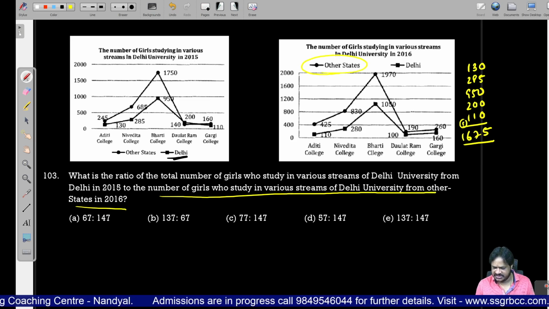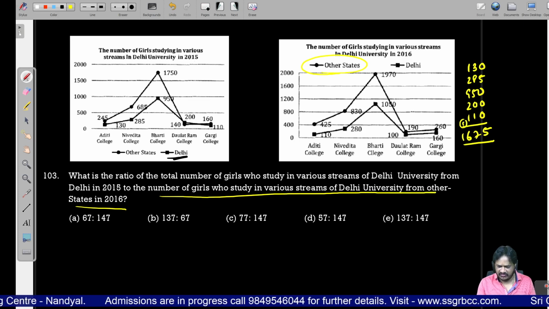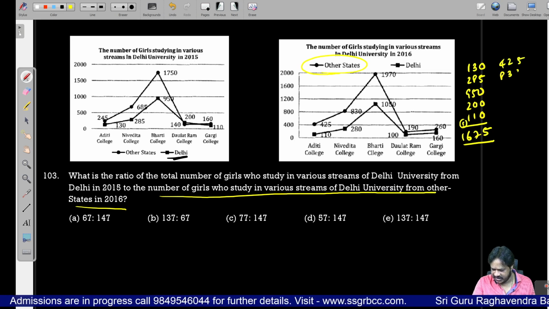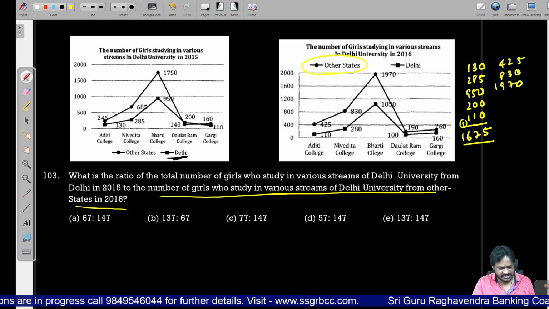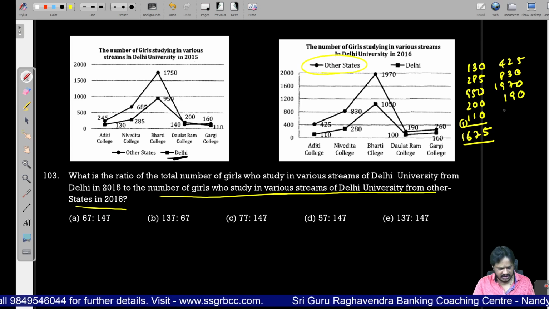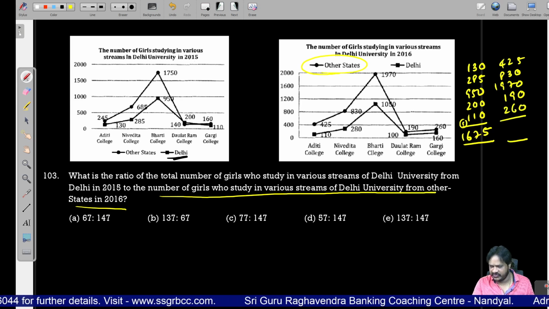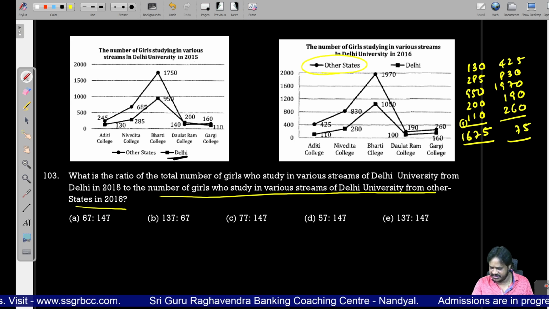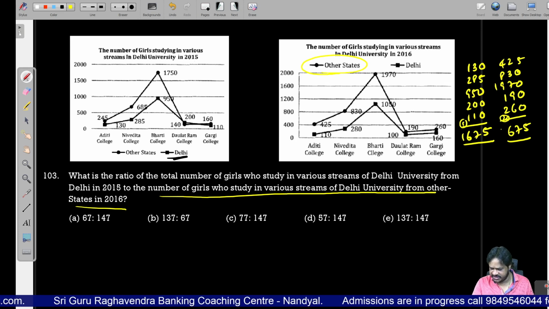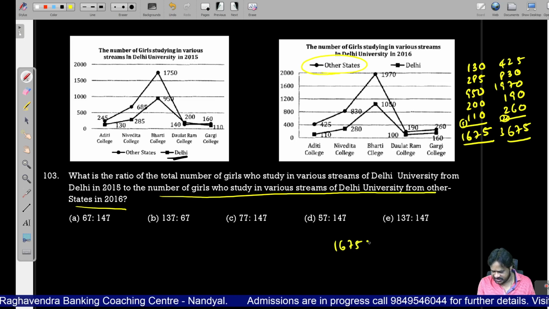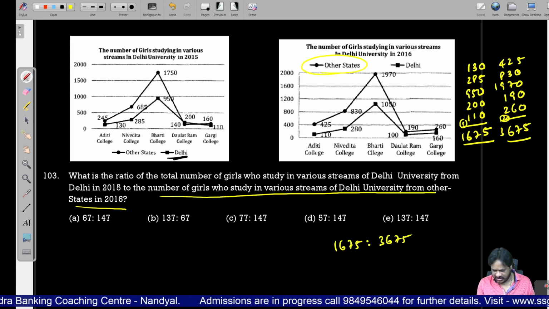So the number of girls who study in various streams from other states in 2016. This is other states in 2016. So all the values, that is 425, 830, 1970, 190, and the last one 260. You do the total. It is 3675. We have to find the ratio of 1675 to 3675.